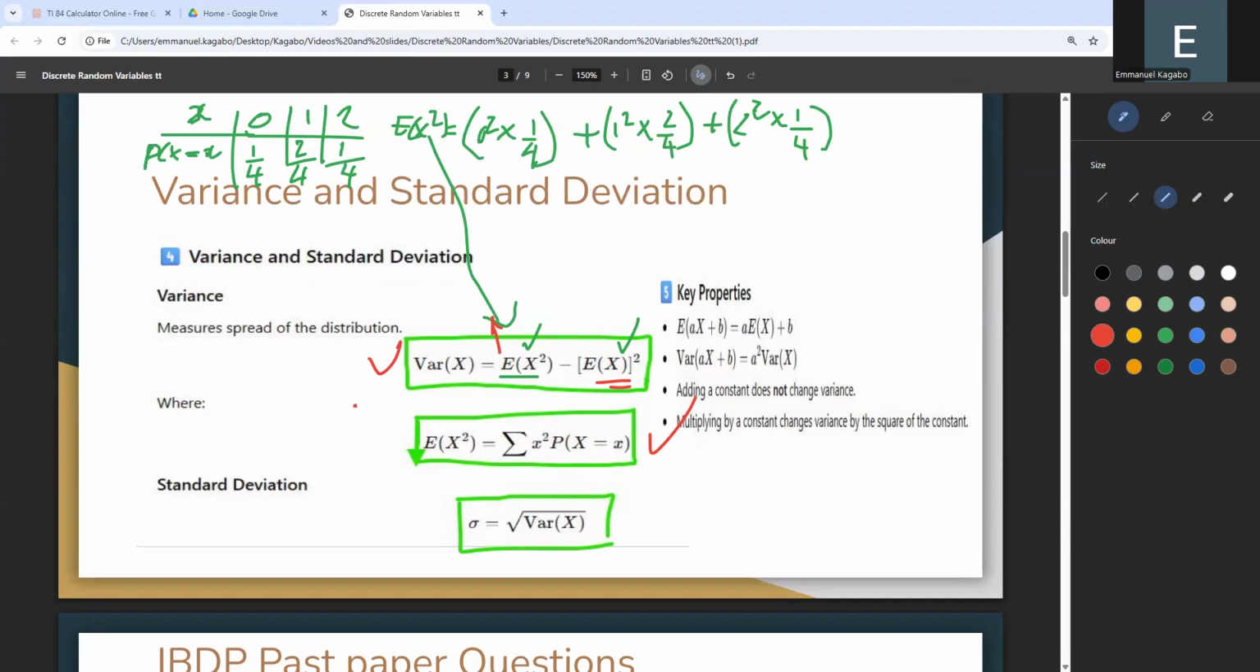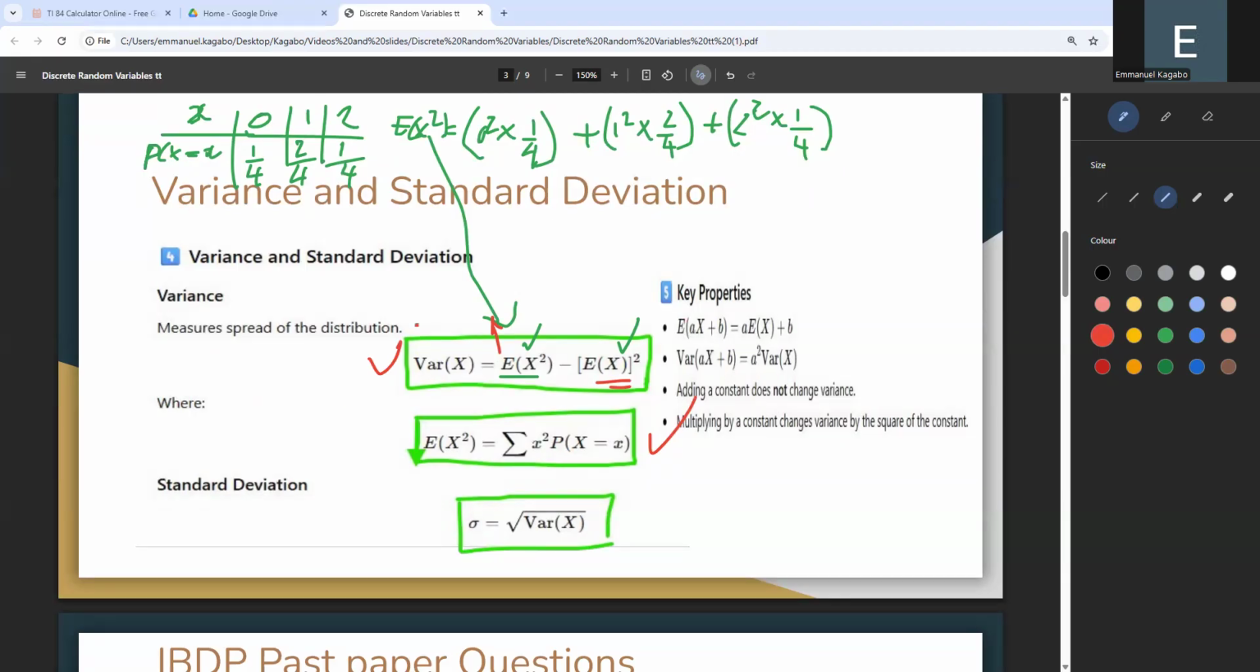Now, what about the standard deviation? Standard deviation is the square root of variance. I hope you know that one, but I can say it in simple words. Standard deviation is the spread of your data. It measures the spread of your data from the mean.